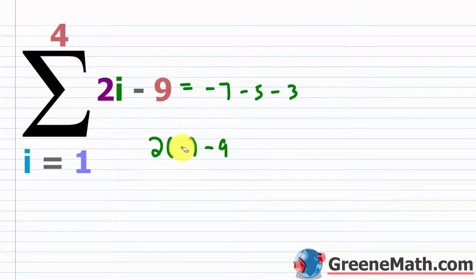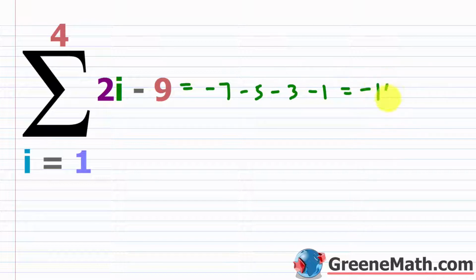And then let's go to 4. 2 times 4 is 8. 8 minus 9 is negative 1. So let's put minus 1 there. Okay. So now you just go through and add things. You can think about this as negative 7 plus negative 5 plus negative 3 plus negative 1. So if I did negative 7 minus 5, that's negative 12. Then minus 3 is negative 15. Then minus 1 is going to be negative 16. So that's your answer.